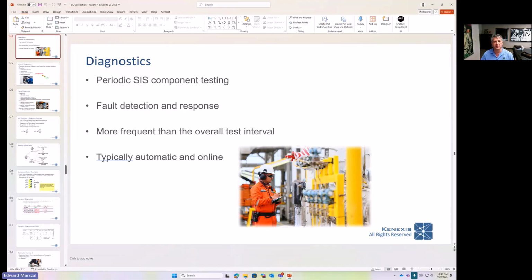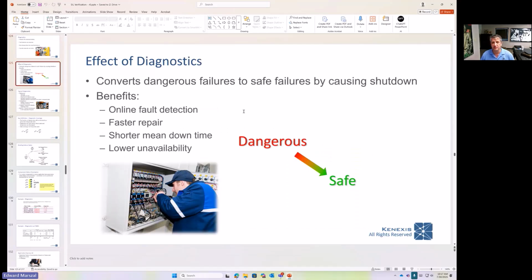So with periodic component testing, we're going to detect the failure. And again, it's typically automatic, online, and more frequent than the overall test interval. Now, why do we do diagnostics? Well, number one, if we detect that a failure is present, we can just shut down the plant. And what you did there was you took a dangerous failure and converted it to a safe failure because, well, you shut your plant down. You're not going to continue to operate in the presence of a component that we know is in the failed state.